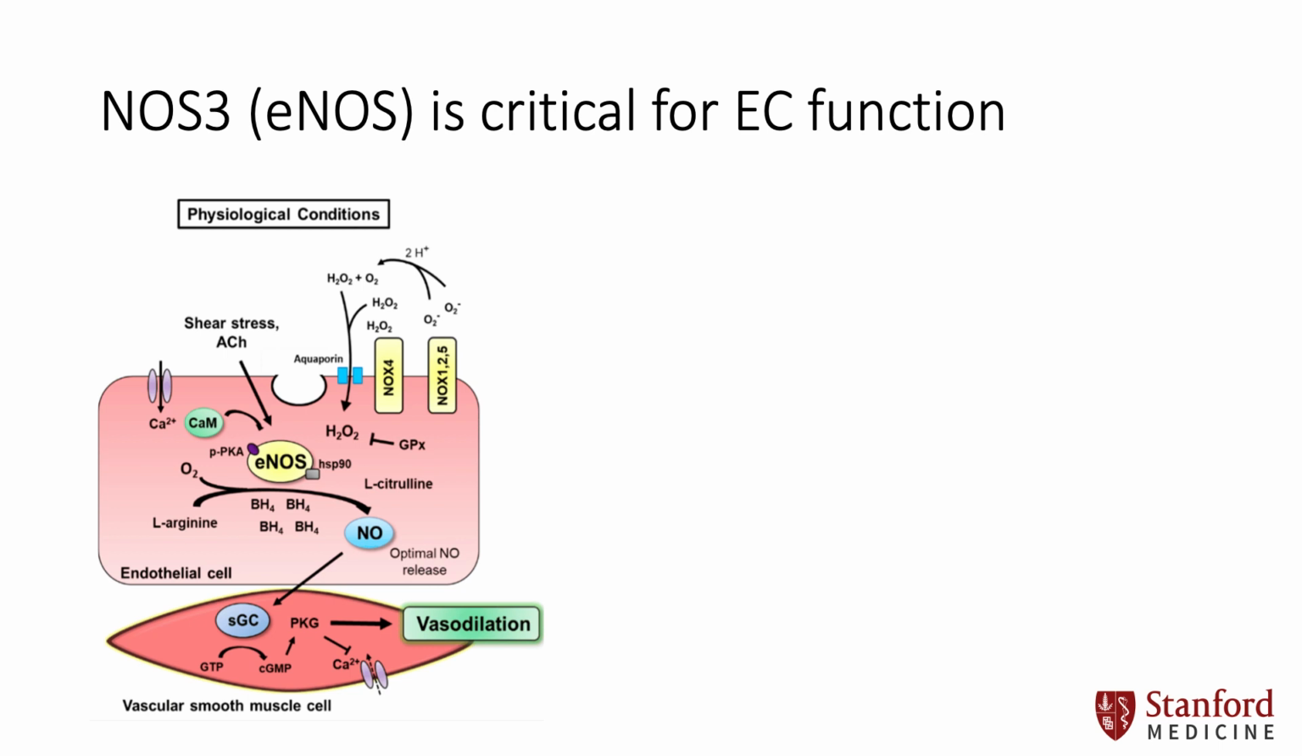It's actually a gene that encodes endothelial nitric oxide synthase and is critical for endothelial cell function. It catalyzes the conversion of oxygen and arginine to produce nitric oxide. Nitric oxide then diffuses across the cell membrane to smooth muscle cells, where it binds to soluble guanylate cyclase and activates a series of events that leads to vasodilation.